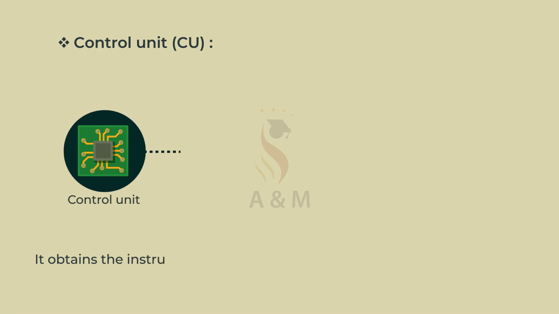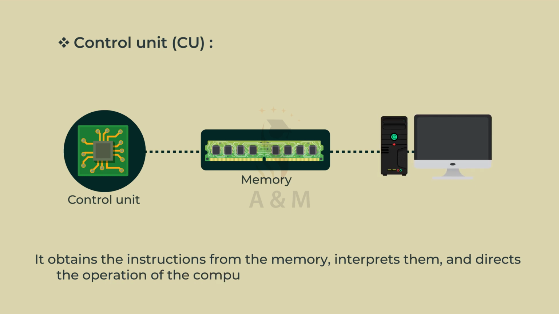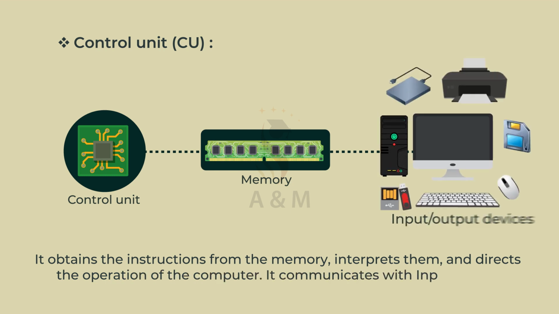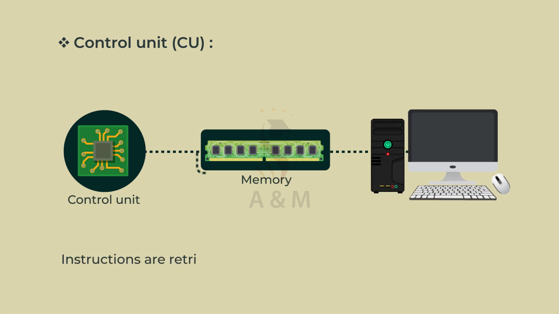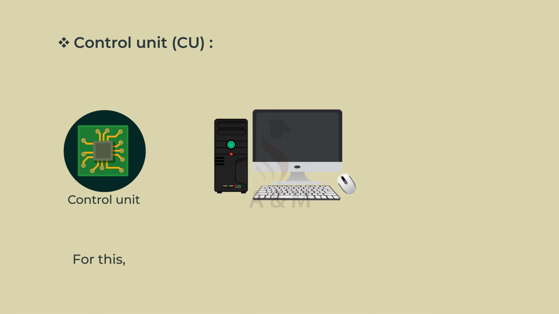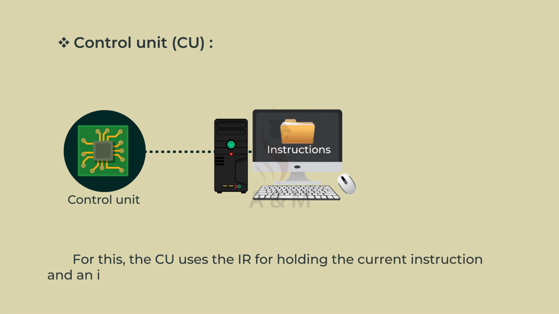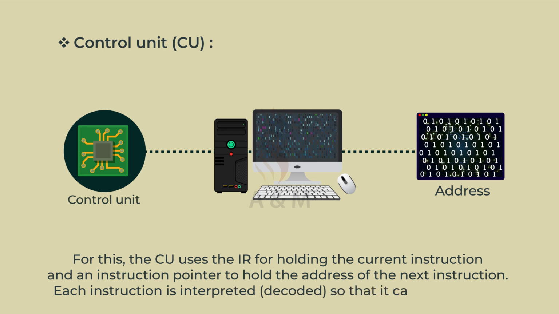It obtains the instructions from the memory, interprets them, and directs the operation of the computer. It communicates with input or output devices for transfer of data or results from storage. Instructions are retrieved from the primary storage one at a time. For this, the CU uses the IR for holding the current instruction and an instruction pointer to hold the address of the next instruction. Each instruction is interpreted, that is decoded, so that it can be executed.